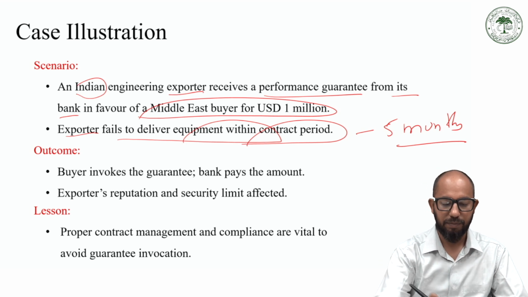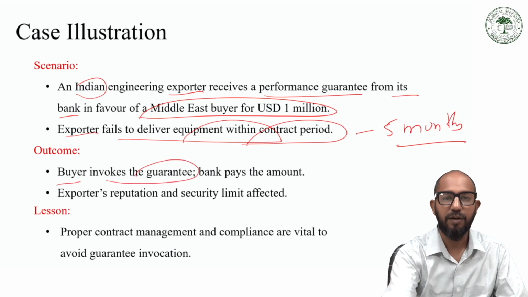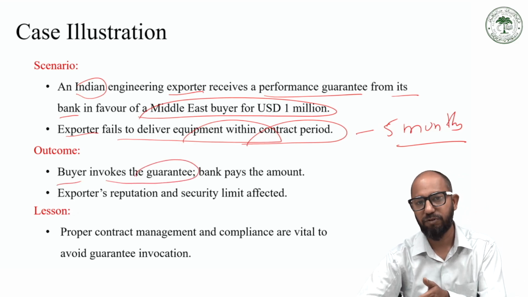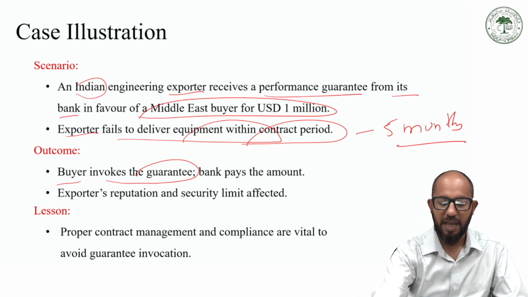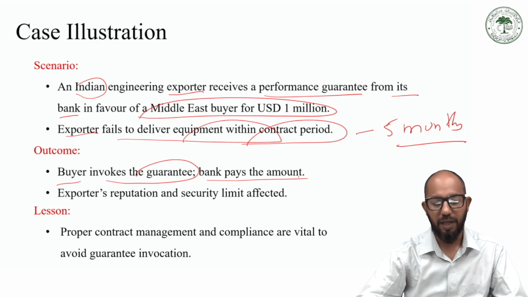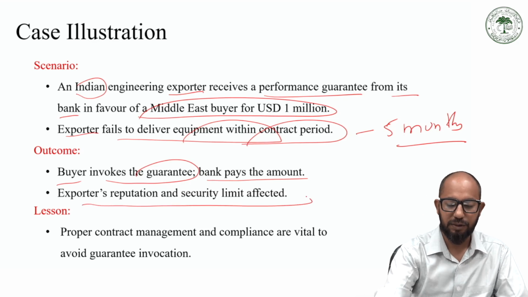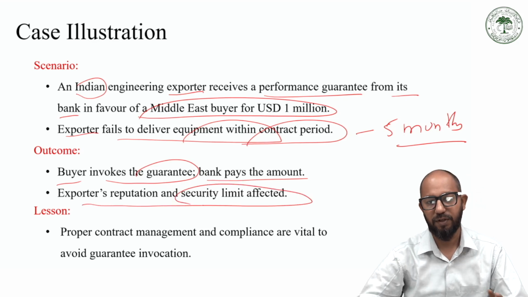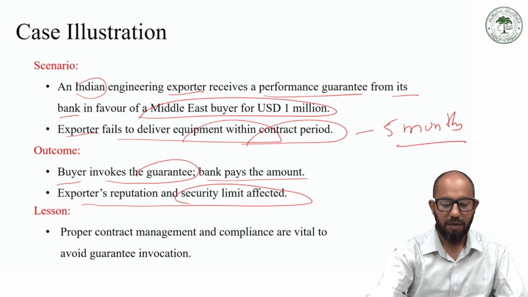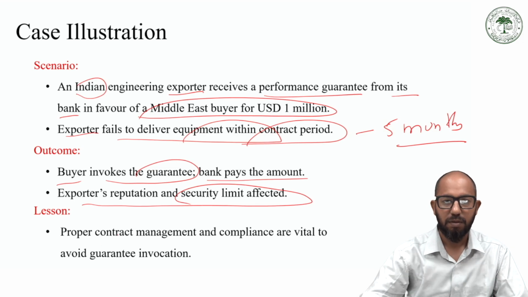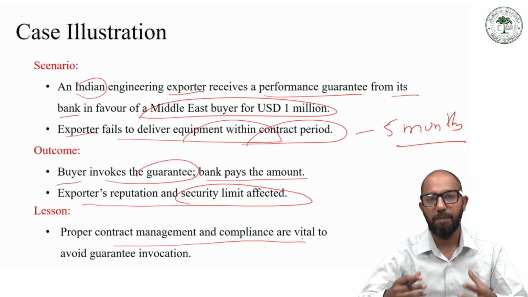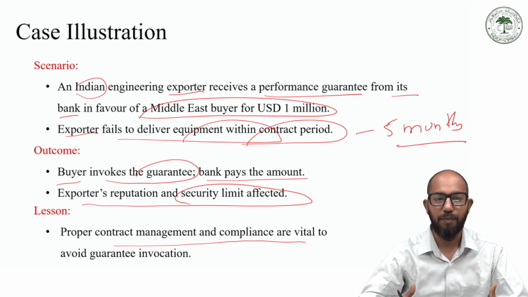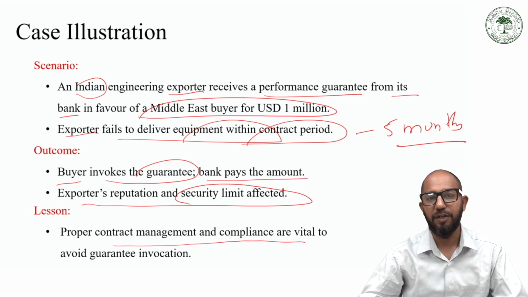What is the outcome? The buyer invokes the guarantee because buyer is not satisfied. He is receiving the goods after the time that was agreed upon. Bank pays the amount. The exporter's reputation and security limit is now affected. The lesson: proper contract management and compliance are vital, that is important to avoid guarantee invocation.